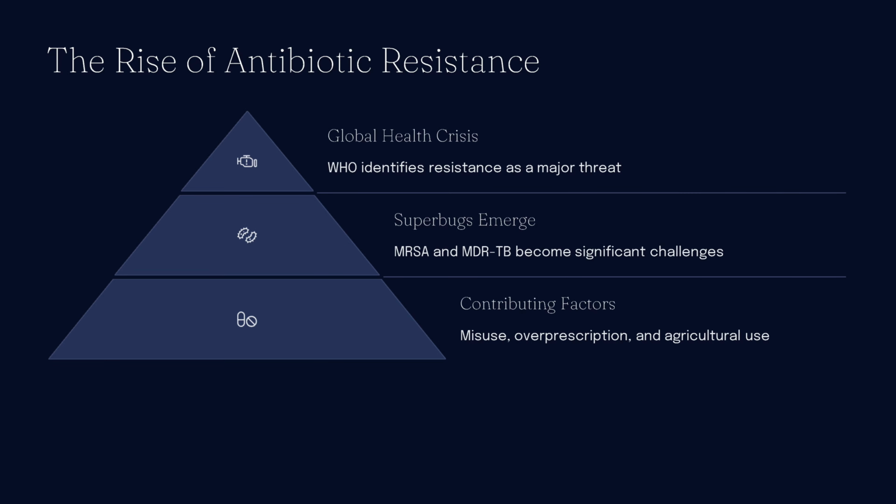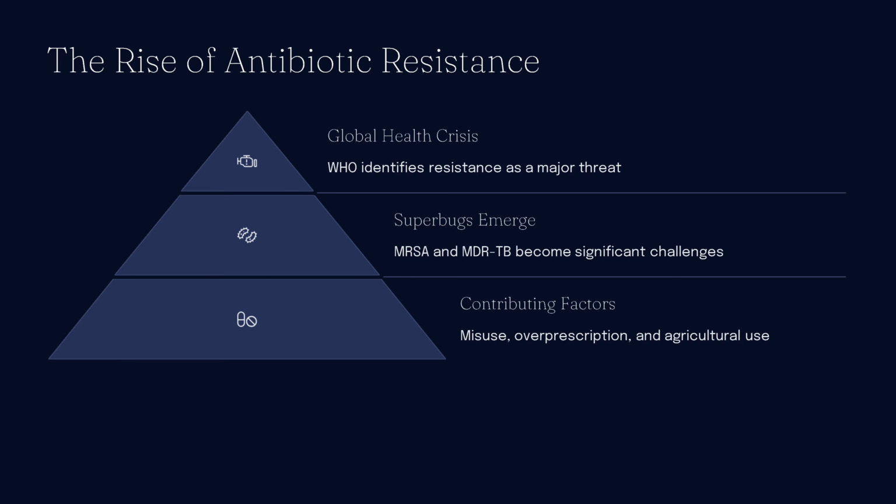As the use of antibiotics became widespread, so did the emergence of antibiotic resistance. This phenomenon occurs when bacteria evolve mechanisms to survive exposure to antibiotics, rendering treatment ineffective. Early warnings: as early as the 1940s, researchers observed that some bacteria were resistant to penicillin. The widespread and often indiscriminate use of antibiotics accelerated this trend.